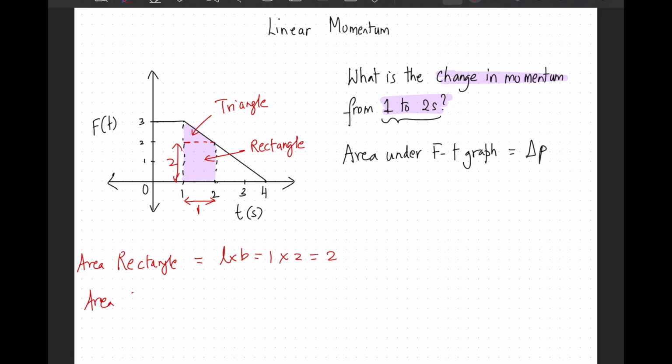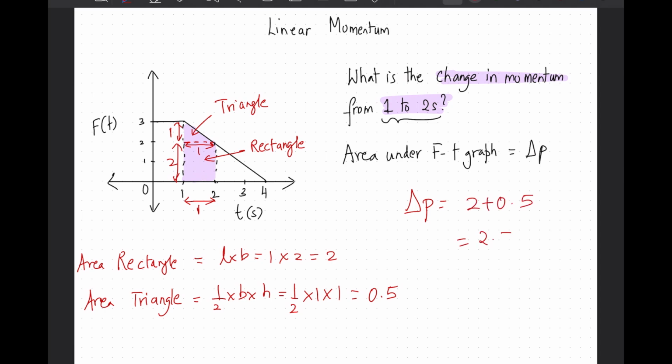And the formula for the area of a triangle is half times b times h. The base of the triangle is again 1. How do I know that? This is 2, this is 1, so 2 minus 1 is 1. And the height here, we can see, is 3 minus 2, which is also 1. So we can write half times 1 times 1, which will be 0.5. So delta P, which is the total area, is 2 plus 0.5, which is 2.5, and the unit will be kg meter per second. Or there is one more unit for delta P, which is Newton second. Both of them are correct. So you can write delta P as 2.5 Newton second also.